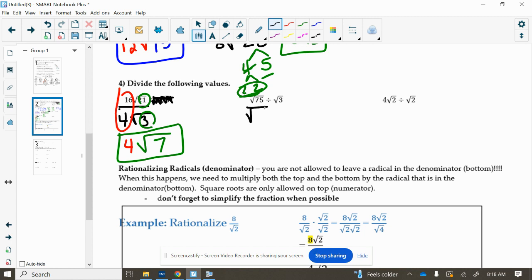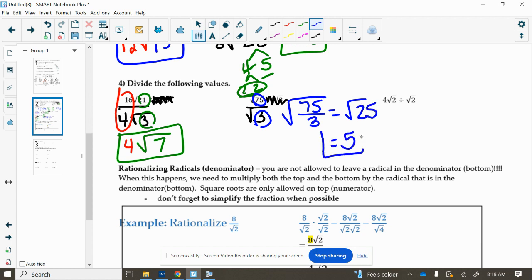Second one, again, we're going to divide by the square root of 3. Numbers are both underneath the radical. Square root of 75 divided by square root of 3 is actually the square root of 25, which is a perfect square and just ends up equaling 5. Last but not least, when we divide this by the square root of 2, these actually just end up canceling out. Anything divided by itself, including a square root. So square root of 2 divided by square root of 2 cancels out, and we're just left with 4.